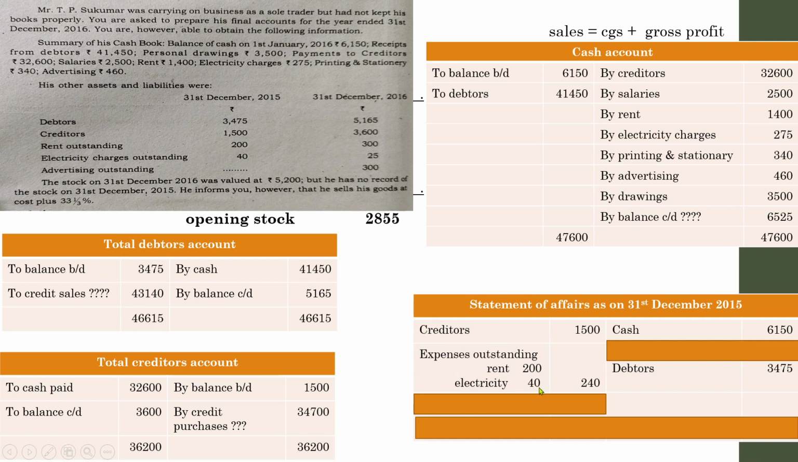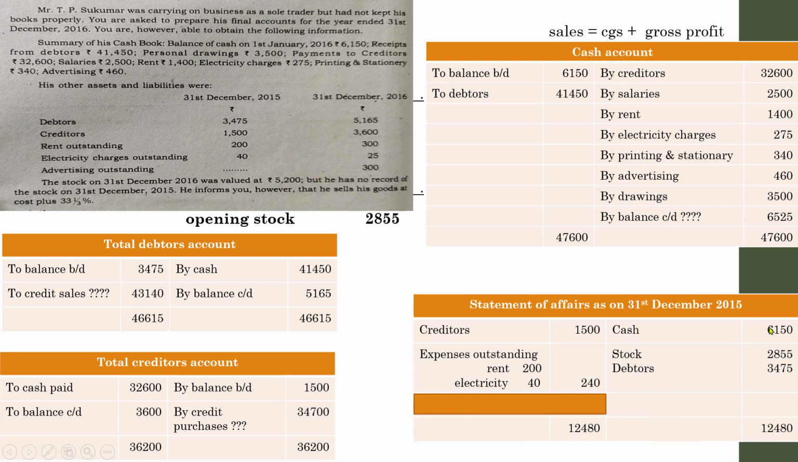Either you can write them separately or you can write down the total amount. There are no rules regarding that. Since they are outstanding expenses, they have written the amounts as a grand total and shown the total amount here. Advertisement expenses outstanding, there is nothing. And finally, stock 28,055. We have already found the amount of opening stock. And finally, take the total. This side has a bigger value when compared to this one, so the difference amount is the opening capital.